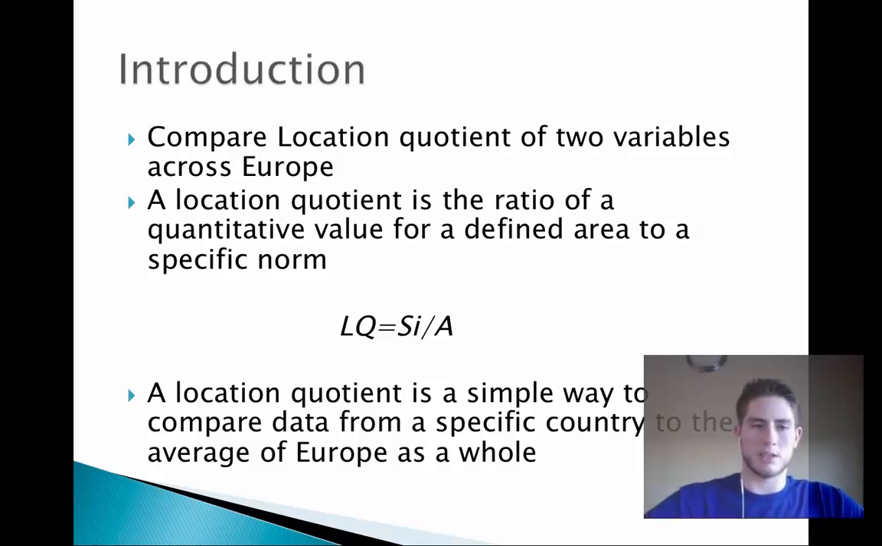So the purpose of this project is to compare two variables across all of Europe. And the easiest way to do that is to use the location quotient, which is really just the ratio of a quantitative value for a defined area to a specific norm. So here's the equation: LQ equals S sub I over A. For this project, S sub I is the variable for the specific country, and A is the norm of Europe as a whole.